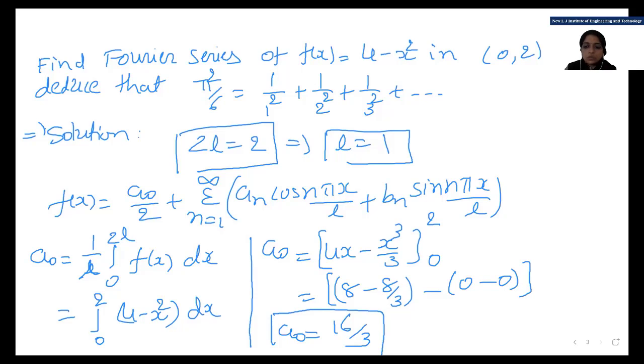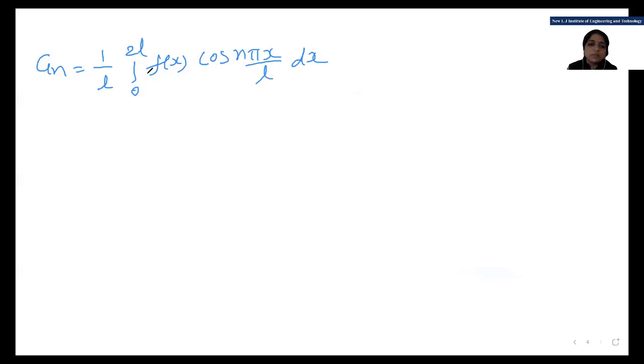Okay. So, for the value of An, the formula of An is 1 by L, 0 to 2L, f of x cos n pi x by L. Please keep in mind when our limits are 0 to 2L, put here cos n pi x by L. Students forget to write here n pi x by L. They just do it with cos nx only. Okay, so please keep in mind. Here L is 1, so 1 by 1 is 1. Here 0 to 2.